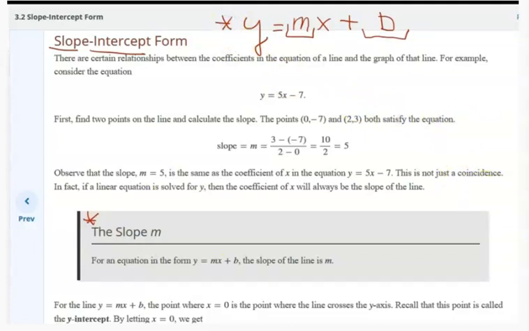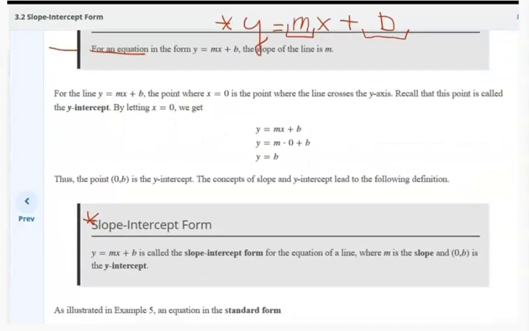Now we can use this in helping to develop a graph of these, keeping in mind there is a special form of this for the horizontal line, y equals b. Okay, let's go on.